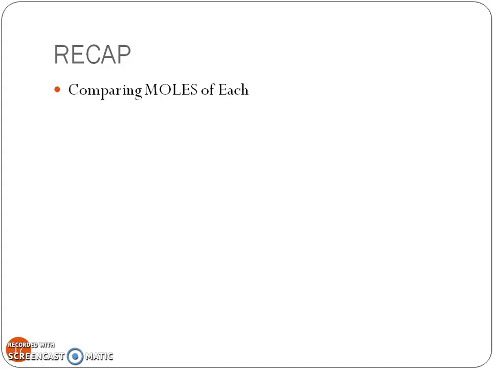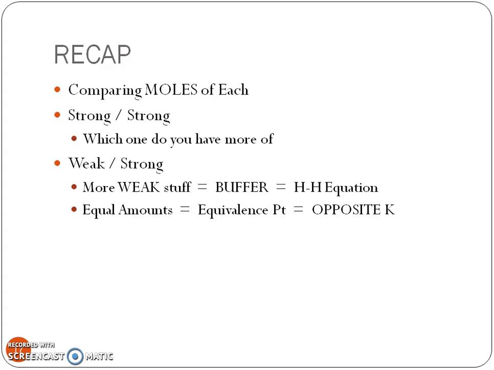So to recap, compare moles of both strong and weak acid base. If you have strong and strong, which one do you have more of? If you have weak and strong, what do you have more of? And now we've got to figure out where we are in the titration curve. If we have more weak stuff, we're in the buffer area, we can use the HH equation. If we have equal amounts, that means we're at the equivalence point and we have to use the opposite K. If you have more of the strong stuff, then you're going to deal with it like a strong problem.